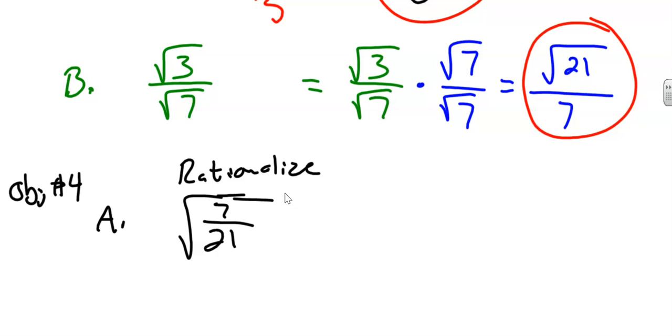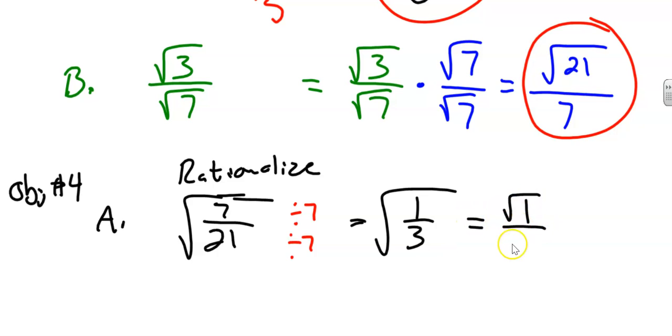Okay, and now it's kind of going back like we did before. If it's 7 over 21, you can divide them both by 7. So go ahead and just simplify the fraction first and make it square root of 1 over 3. And once you've simplified that fraction as much as you can, then you can go ahead and separate it into 2 parts. So now it's the square root of 1 over the square root of 3. The good news is, if you do square root of 1, that's just 1.